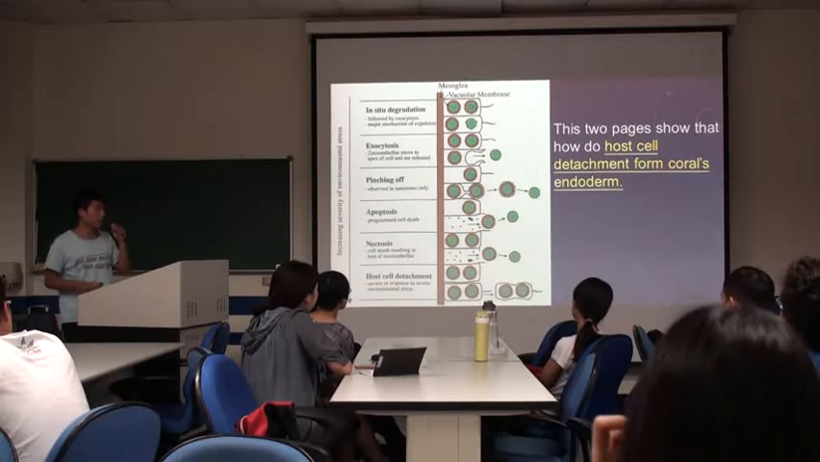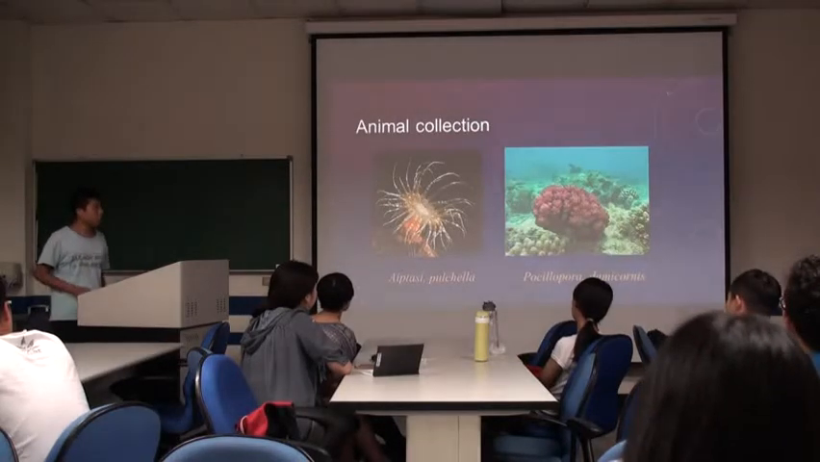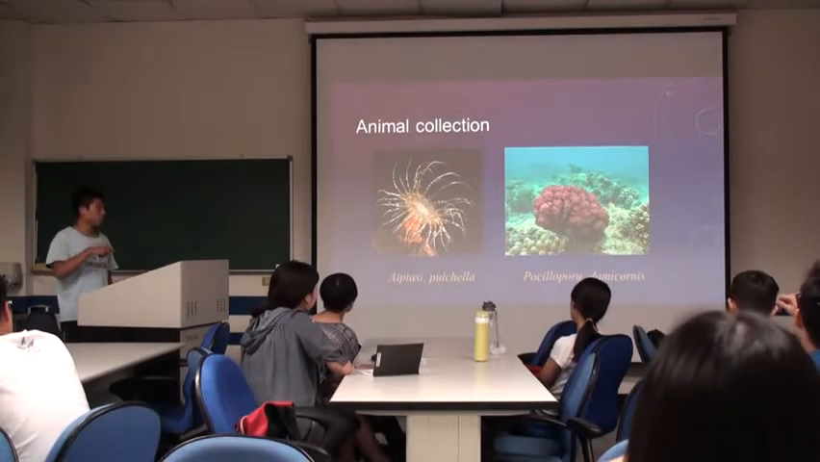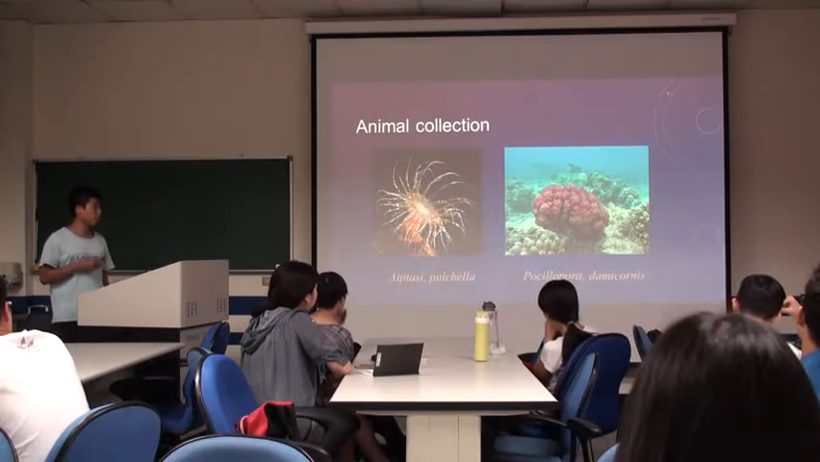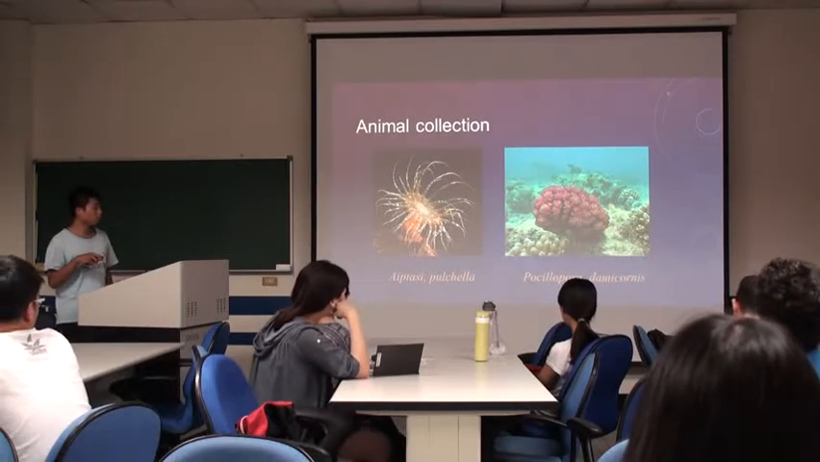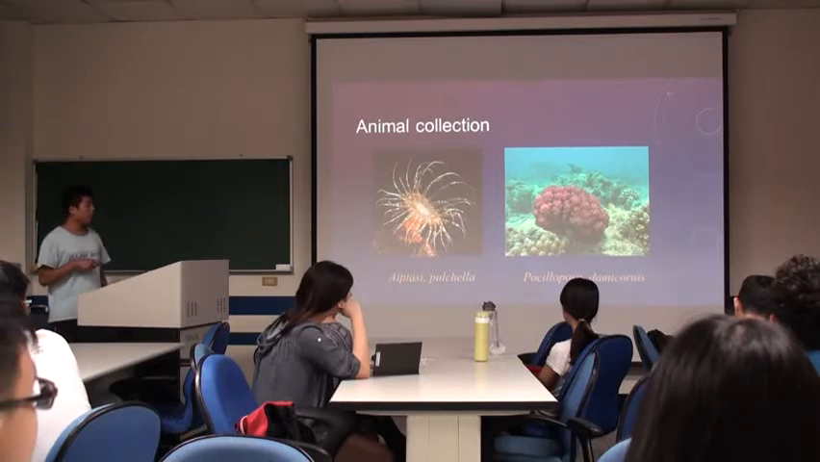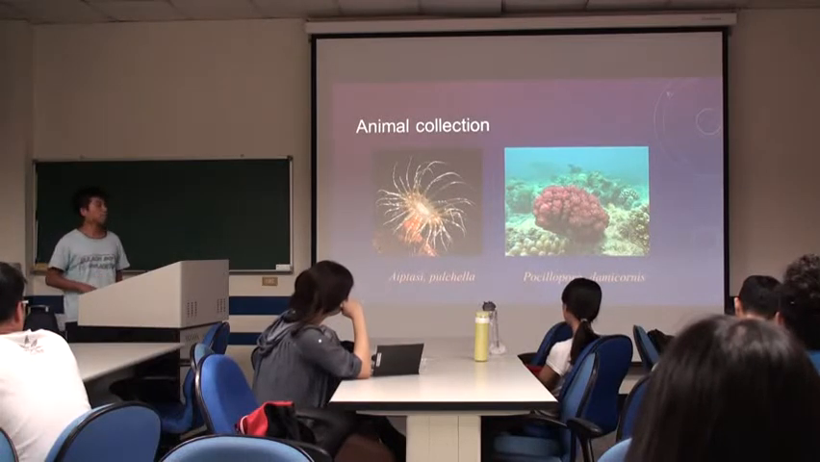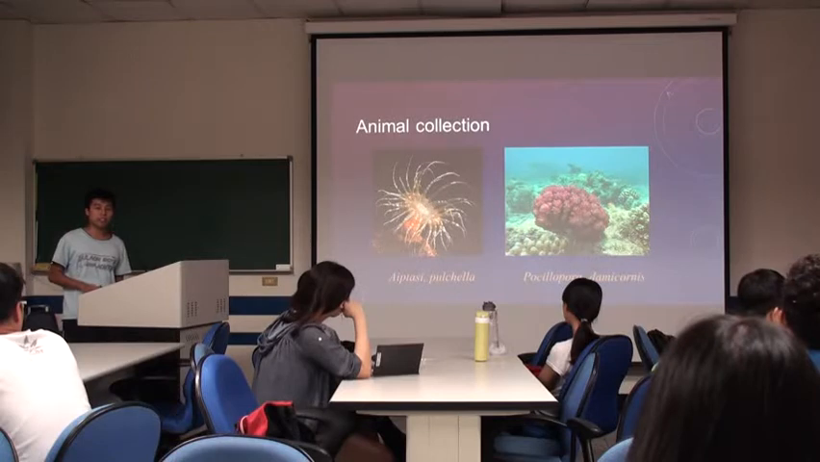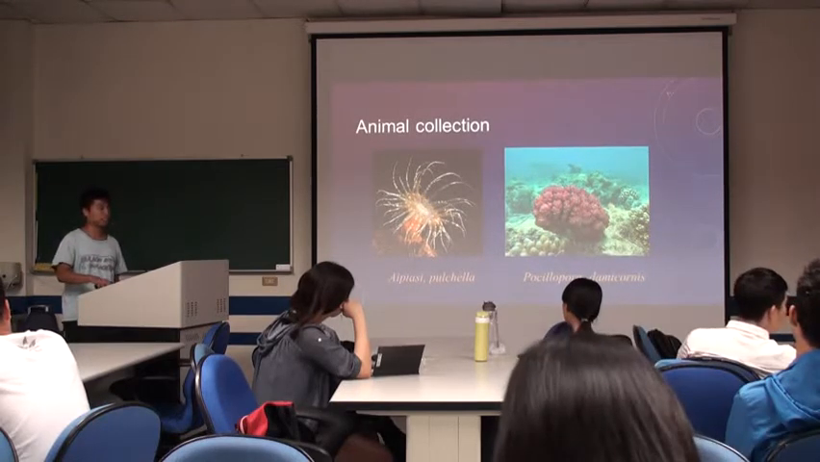Then I can explain the experiment process. This is an animal collection. The scientific names are Aiptasia pulchella and Pocillopora damicornis. We refer to them as anemone A and coral P. Both of them live at 1 meter depth. Their habitat temperature ranges annually from 21 to 27 degrees Celsius.